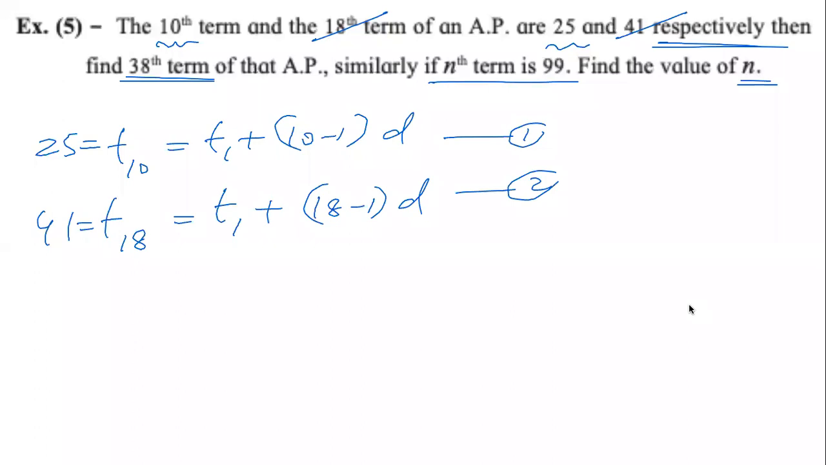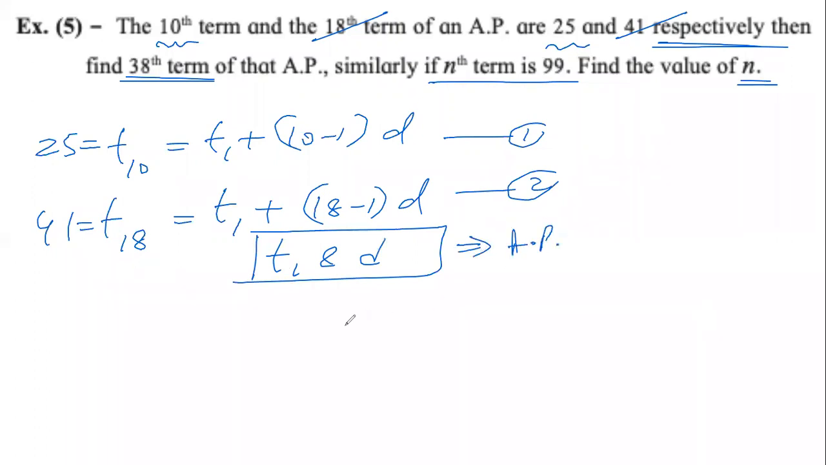We can use any method we want: substitution, elimination, determinant, graphical, whichever is easy and most comfortable for us. We can use the method of solving linear equations in two variables to find the values of T1 and D. And once we have found the values of T1 and D, we have found the AP. Once we have found the AP, we can easily find the 30th term, T30. Use the formula, use the value of T1 and D. Nth term is 99, so we will write 99 equals Tn equals the formula, and we will find the value of n.